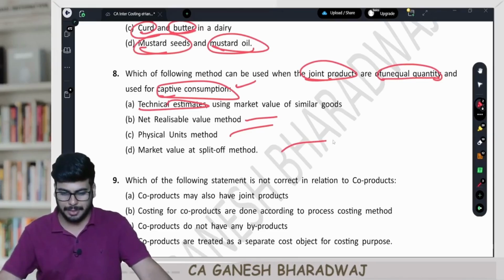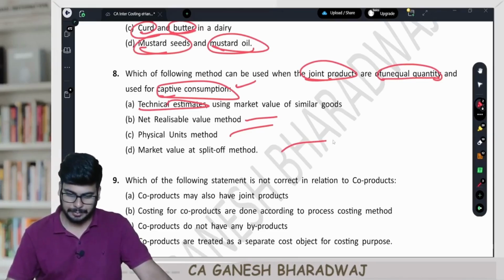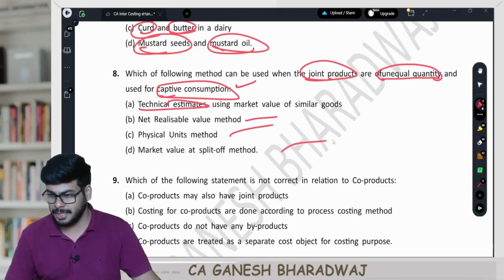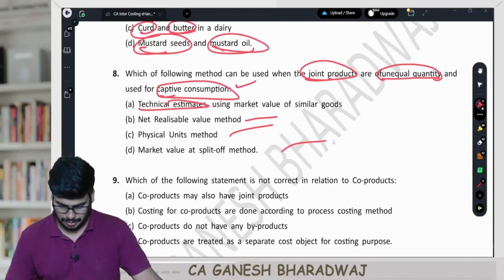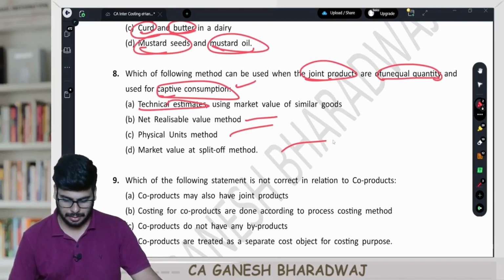Which of the following methods? Logically think and answer. What is the big deal here? Logically think. NRV method. Why NRV method? Whatever you tell me, I am fine with it. I want the reason. Because they have said unequal quantity. Okay, unequal quantity. So what?